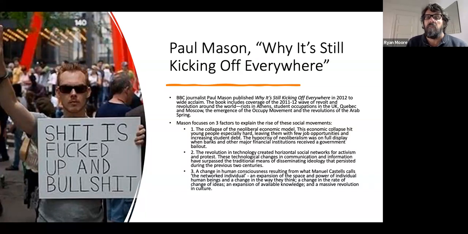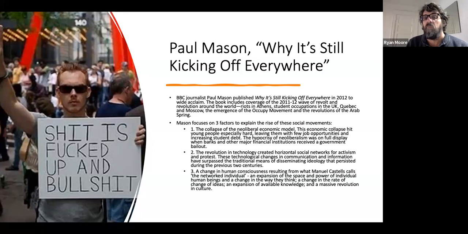The second factor that Mason identifies is this revolution in technology, the way that it created, in his words, horizontal social networks for activism and protest. These technological changes in communication and information have surpassed the traditional means of disseminating ideology that persisted during the previous two centuries.